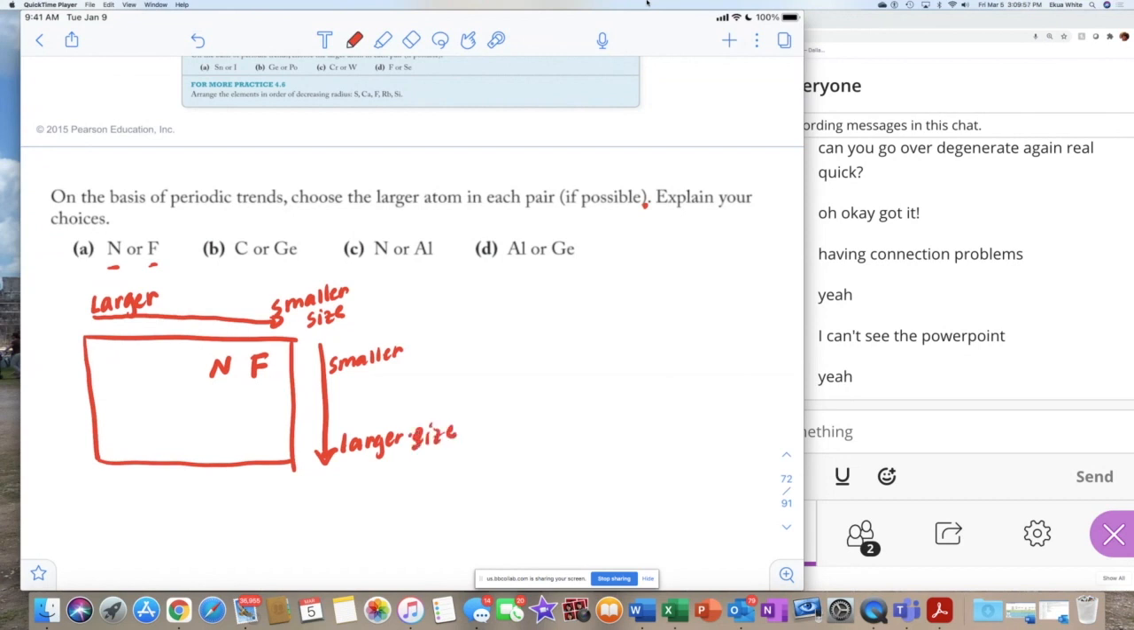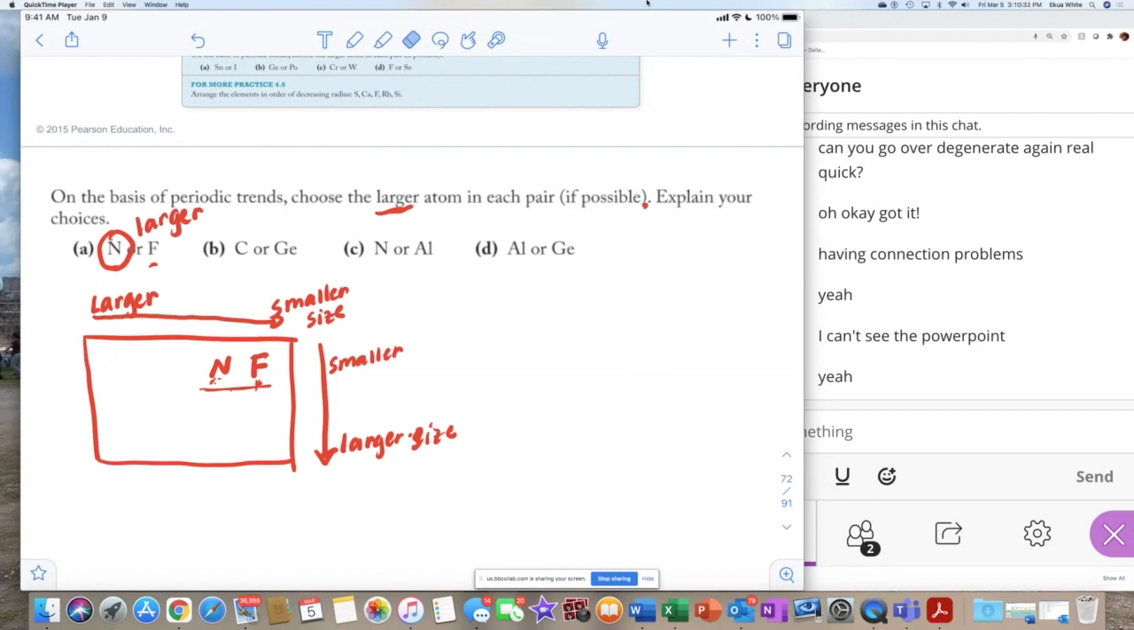Okay. So between N and F, since they're on the same energy level, all I'm going to be using is the left and right rule, right? Because top and bottom says they're the same size, but left and right rule. So since F is on the right, F is smaller, but they want the larger. F is smaller, N is larger. So I'm going to say this is larger, based on this rule.